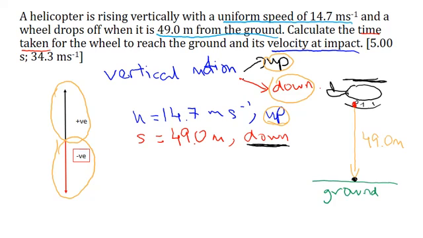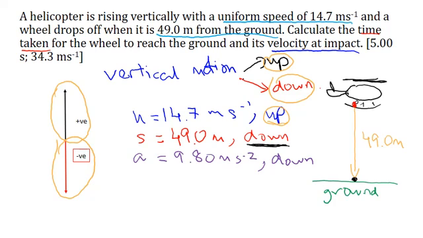The other vector quantity that we need to have is acceleration. Because the wheel is falling under gravitational acceleration, it will have a value of 9.8 meters per second per second. At this level, don't use 10 anymore, use 9.8 or 9.80. And gravitational acceleration is always downwards.